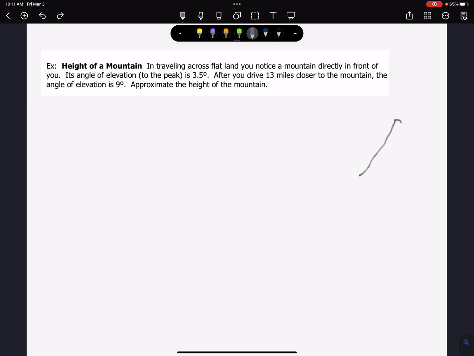Here. I know you've already got, that looks more like a volcano. I got a mountain. I can't even draw a mountain right now. A mountain, there's a mountain.